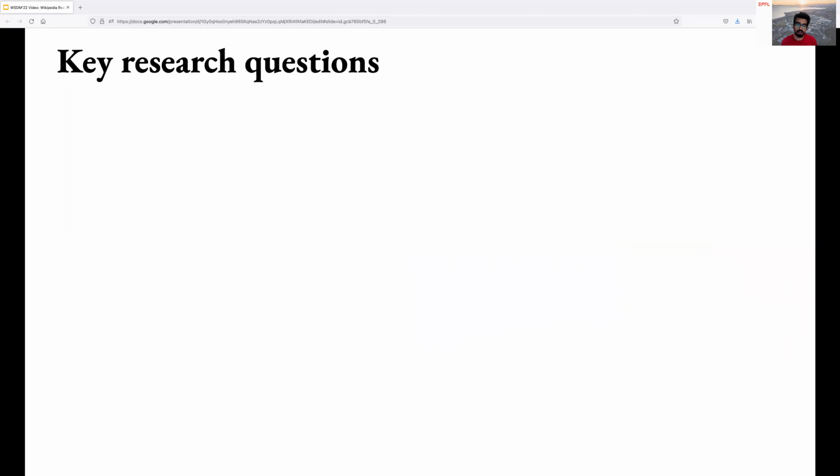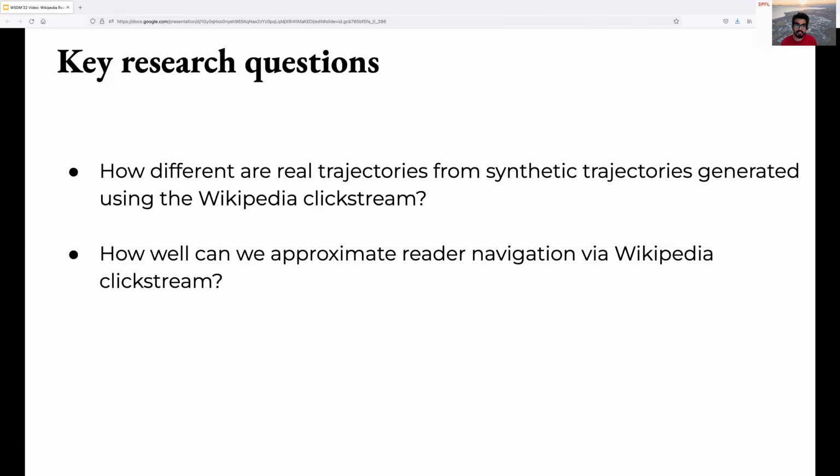In the remainder of this talk, we will now assess the utility of the Wikipedia Clickstream as a resource for studying reader navigation on Wikipedia. And we do so by formalizing two key research questions. First, how different are real trajectories from synthetic trajectories generated using the Wikipedia Clickstream? And second, how well can we approximate reader navigation via Wikipedia Clickstream data?